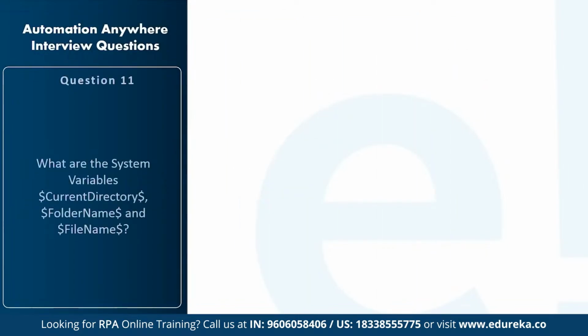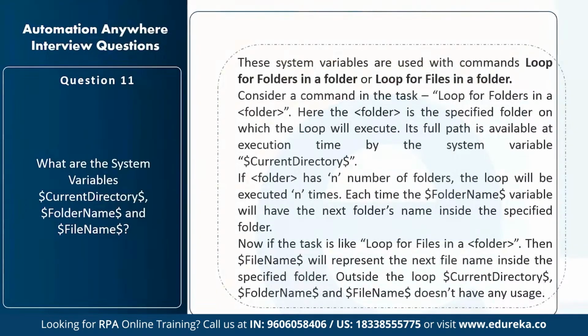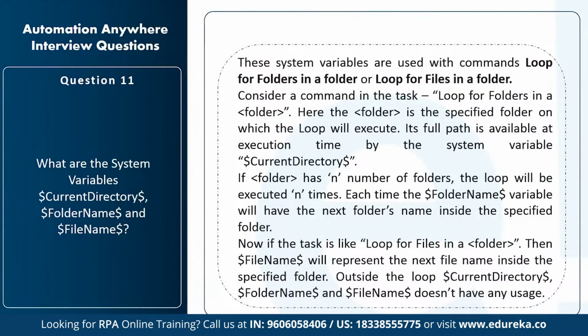Now moving on to the next question, that is, what do the system variables current directory, folder name and file name mean? Well, the system variables current directory, folder name and file name basically are used with the commands loop for folders in a folder or loop for files in a folder. So basically, if you consider the command in the task loop for folders in a folder, here the folder is the specified folder on which the loop will execute. So it basically needs a full path which has to be available for execution time, and that you can provide by using the current directory.